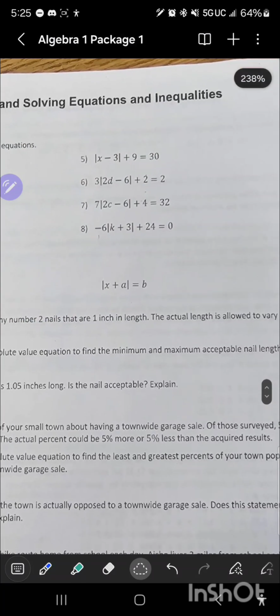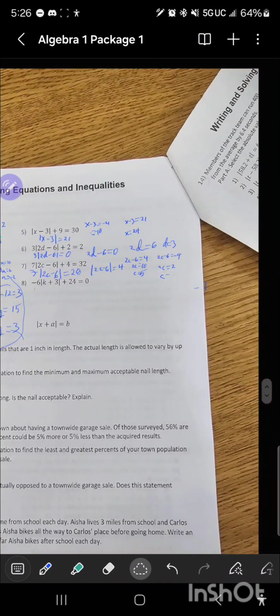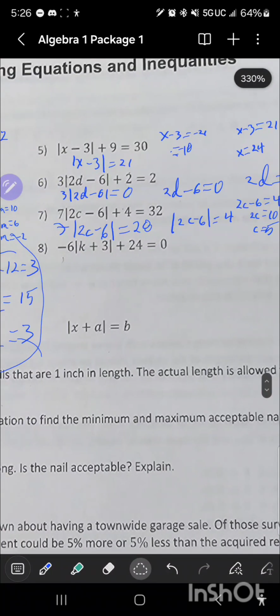Now for question 8. This is almost the same. So we have negative 6 times the absolute value of k plus 3, plus 24 equals 0. Now this time you see that there are things outside the absolute value, and we can suppose that since there is only a 0 on the right, our value is going to be only one.